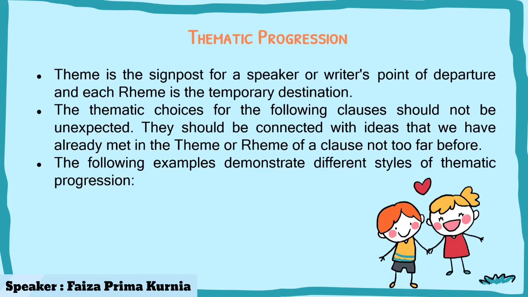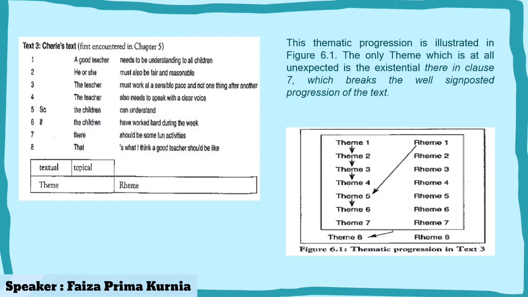Thematic progression. Theme is the signpost for a speaker or writer's point of departure, and each rheme is the temporary destination. The thematic choices for the following clause shouldn't be unexpected. They should be connected with ideas that we have already made in the theme or rheme of a clause not too far before. The following examples demonstrate different styles of thematic progression.